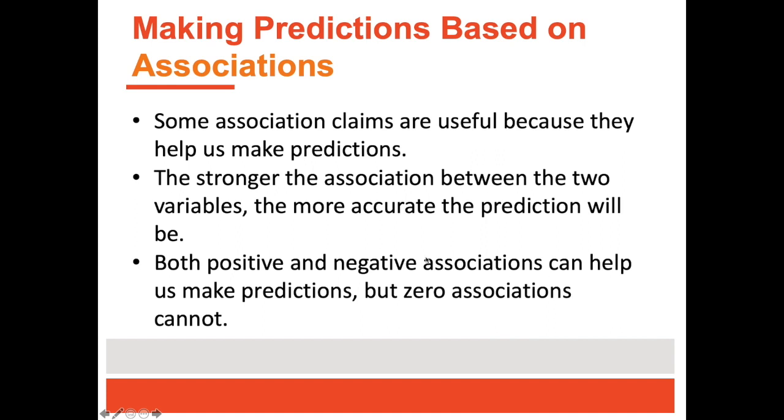Okay, so one of the reasons why associations are important is because we can use them to make predictions. Even if one thing doesn't cause another, it can be an indicator that something bad might happen or something good might happen. So it still can be useful for prediction. The stronger the association between the two variables, the more accurate the prediction will be.